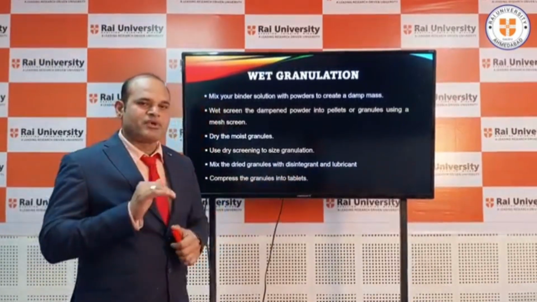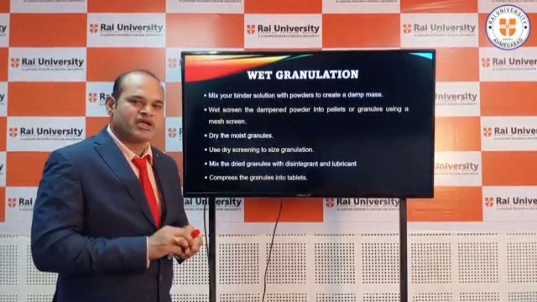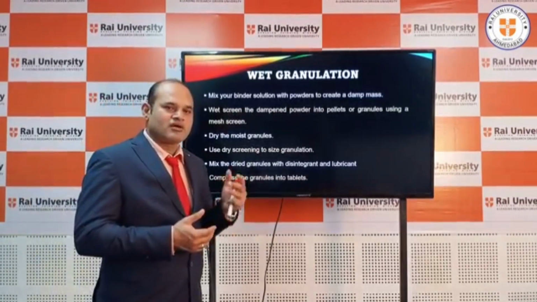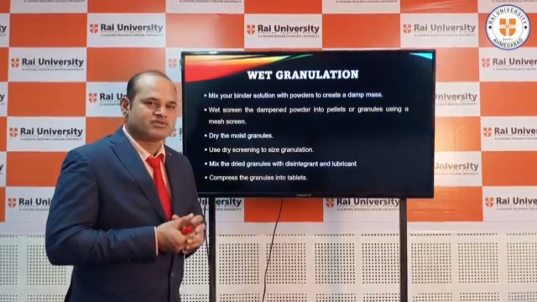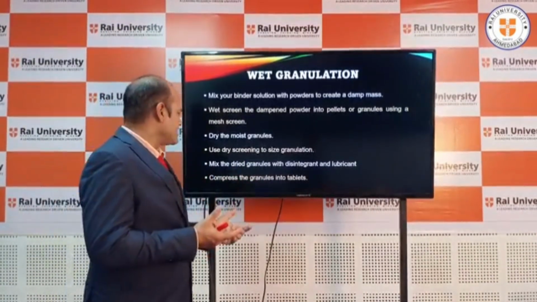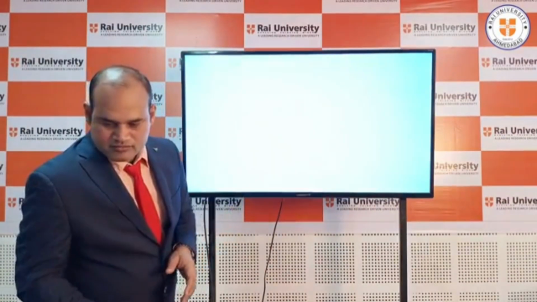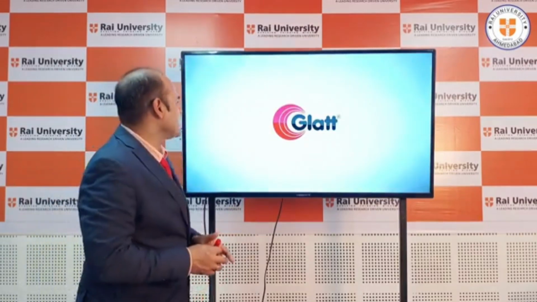So once you have completed your dry screening method, then we have to mix disintegrant and lubricants and blend it properly using any conta blender or V-shape blender. Then we'll get the lubricated granules. Those lubricated granules will be compressed into tablets. Okay, so I'll show you one video for the wet granulation method.